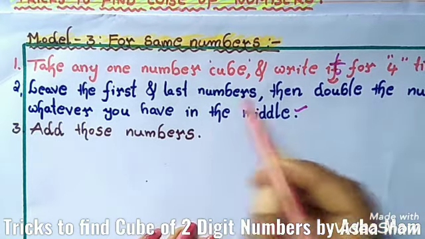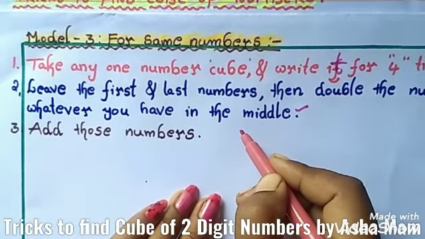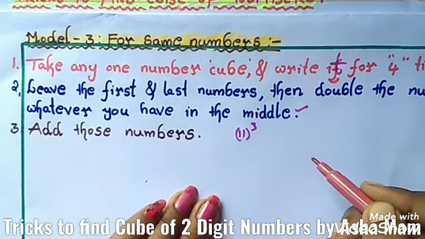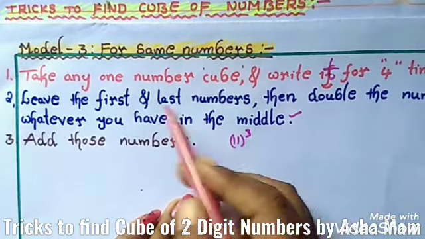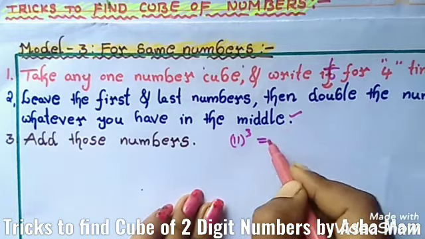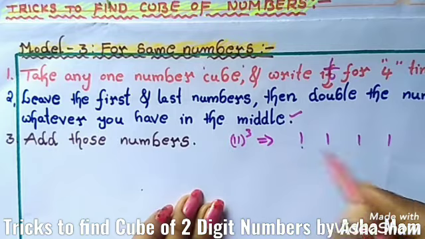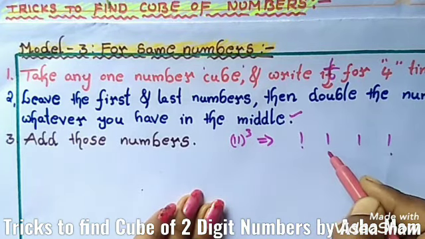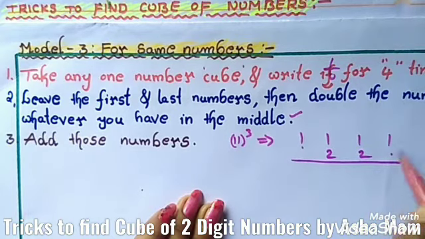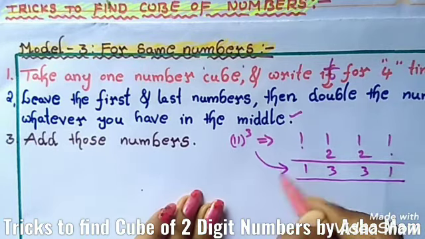So these two are common, and first one, just let us see. For suppose I am going to take the example here, 11 whole cube. In this 11, those two digits are same, so take any one number cube, 1 into 1 into 1, that is only 1. So 4 times you have to write here and leave these two numbers, and the middle numbers we have to double them, 2, 2, and we have to add these numbers, 1, 3, 3, 1. This is the answer, simple.